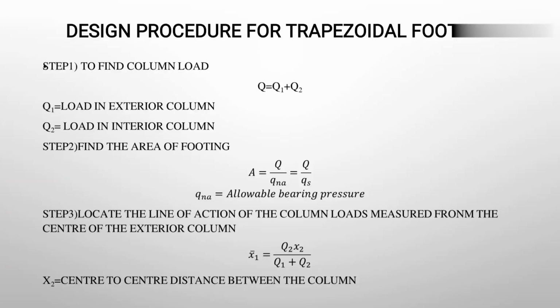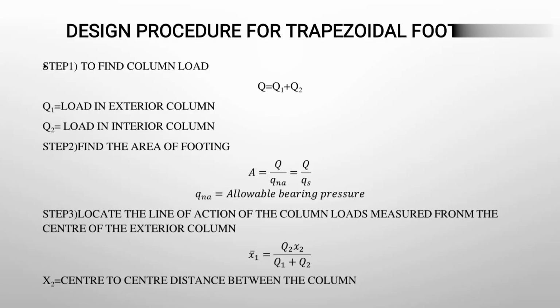So next procedure is for trapezoidal footing. For trapezoidal footing design, the first step is to determine the column load, that is total column load capital Q equal to Q1 plus Q2. Here Q1 is load in exterior column and Q2 is load in interior column. Next step is to find the area of footing, that is capital A equal to capital Q divided by QNA. QNA is nothing but allowable bearing pressure.